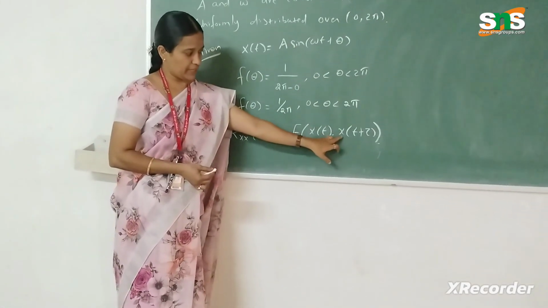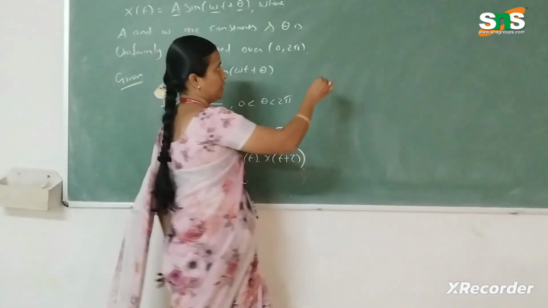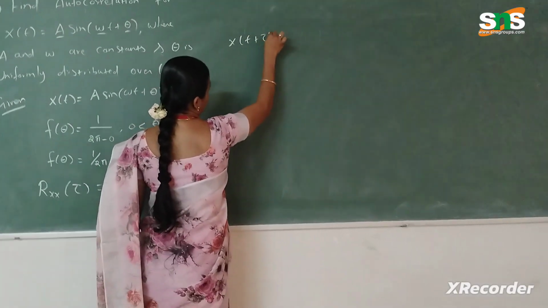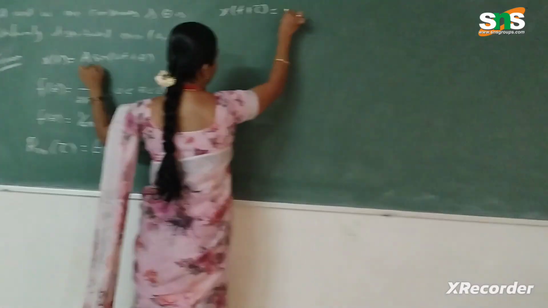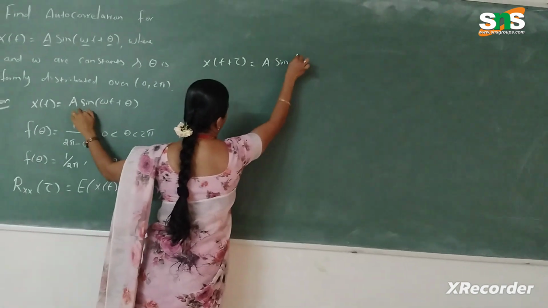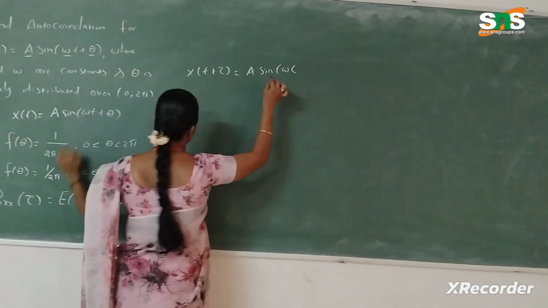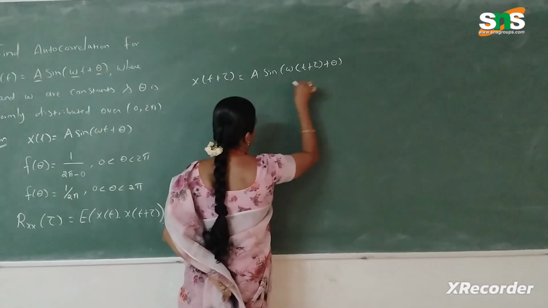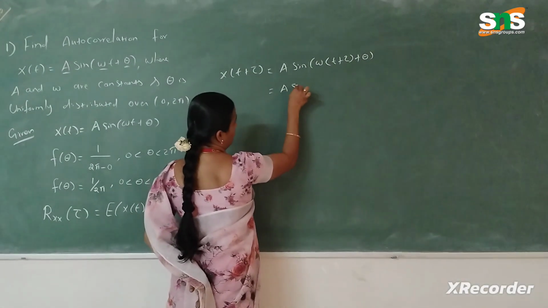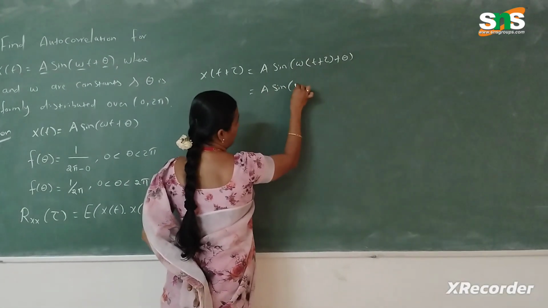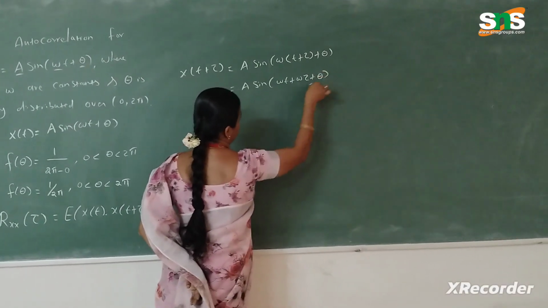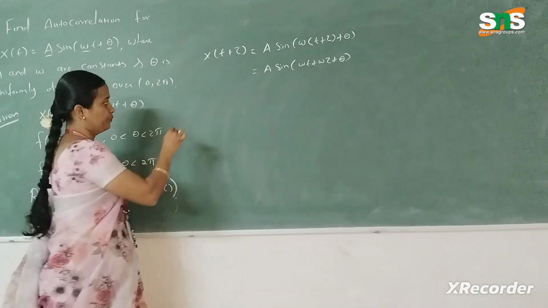Now I am going to calculate x of t plus tau. For x of t plus tau, replace t by t plus tau. Therefore a sin(omega times (t plus tau) plus theta). Multiplying omega inside, a sin(omega t plus omega tau plus theta). So this is my x of t plus tau.